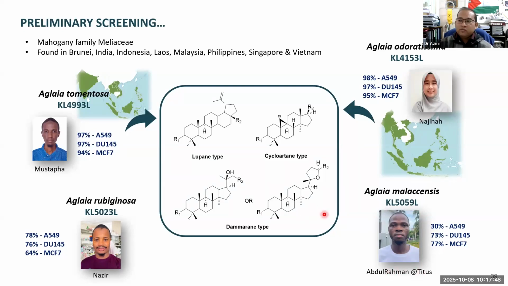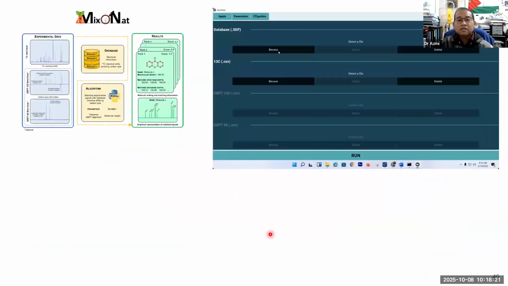Before giving the plant to students, as a supervisor I have to take responsibility and do some literature review, because in the end I will defend my students. This is what I found: most of the compounds are lupane types, cycloartane types, dammarane types, or secodammarane types. Sometimes you are correct, sometimes you are wrong, but at least you have an idea what compounds might be isolated in this particular case.